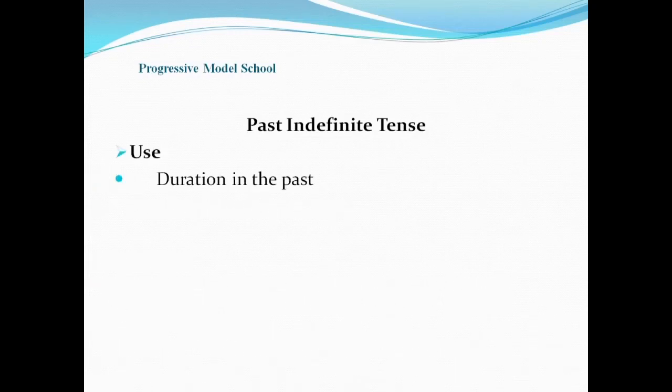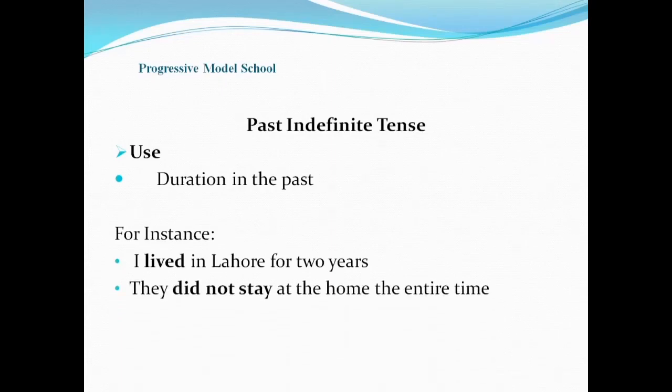The past indefinite tense or simple past tense can be used with a duration which starts and stops in the past, and a duration is a longer action often indicated by expressions such as for 2 years, for 5 minutes, all year, etc. For example, I lived in Lahore for 2 years. They did not stay at the home the entire time. We waited for him for 1 hour. Here you can see these are the durations for the actions: for 2 years, the entire time, 1 hour.